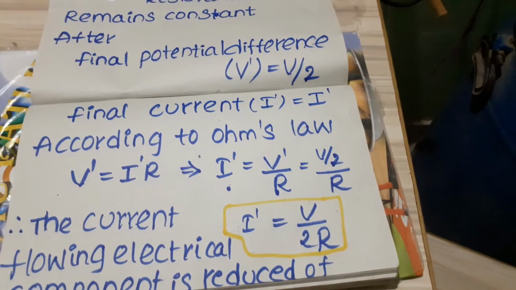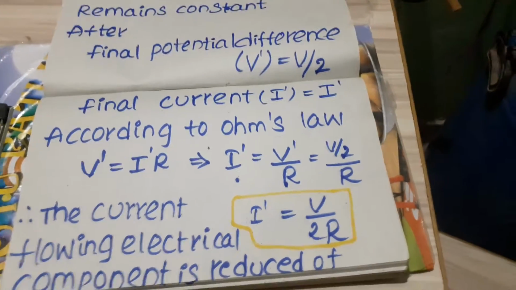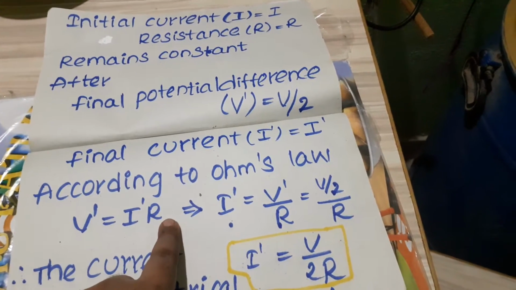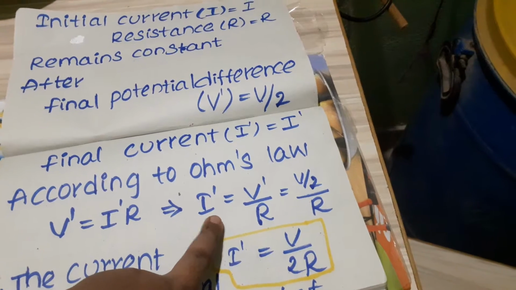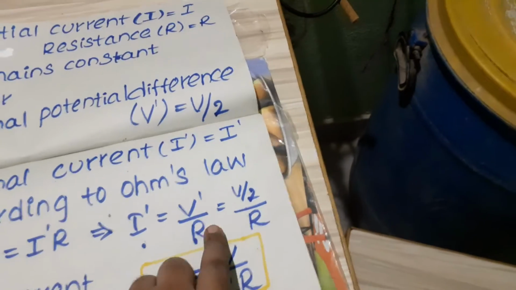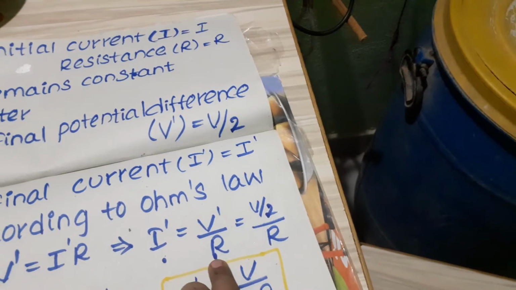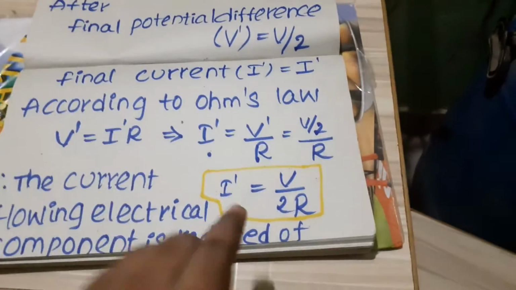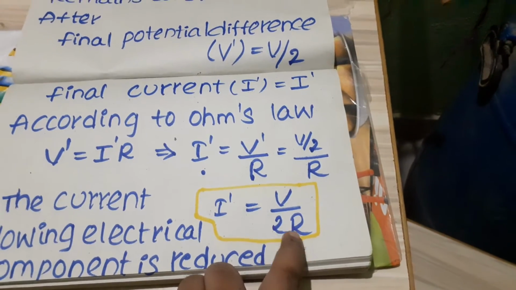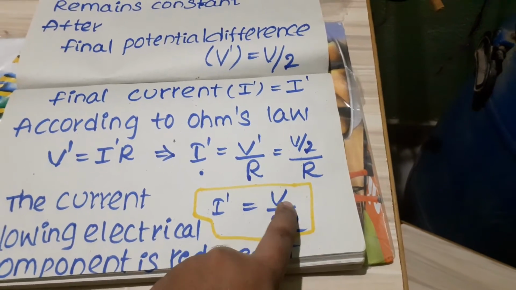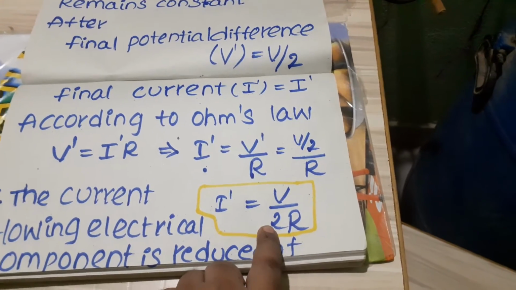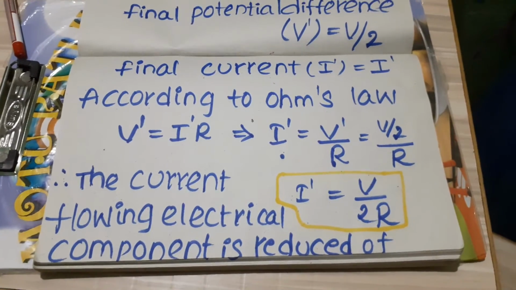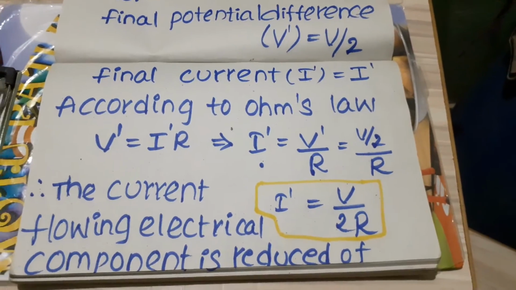Now I am going to use the formula, Ohm's law: V equal to IR, and V dash equal to I dash into R. I am going to find I dash equal to V dash by R. Substituting the V dash value V by 2, and substituting the R value R, it remains constant. So I dash equal to V by 2R. V by R is the original value, so it becomes half. So the current flowing through the electrical component is reduced to half.